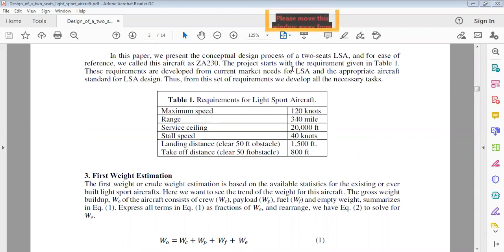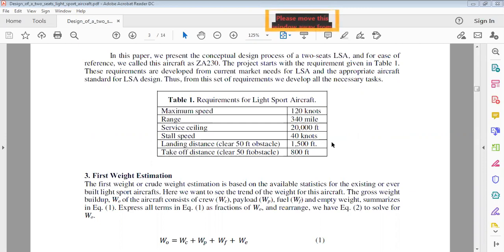And the project starts with a requirement given in table 1. So these are the requirements for the particular aircraft we are going to design. One is maximum speed, which is 120 knots, and we have a range of 340 miles, service ceiling of 20,000 feet, and stall speed of 40 knots. We have a landing distance clearing a 50 feet obstacle, and takeoff distance clearing a 50 feet obstacle. These are all the different types of requirements needed to build an aircraft.